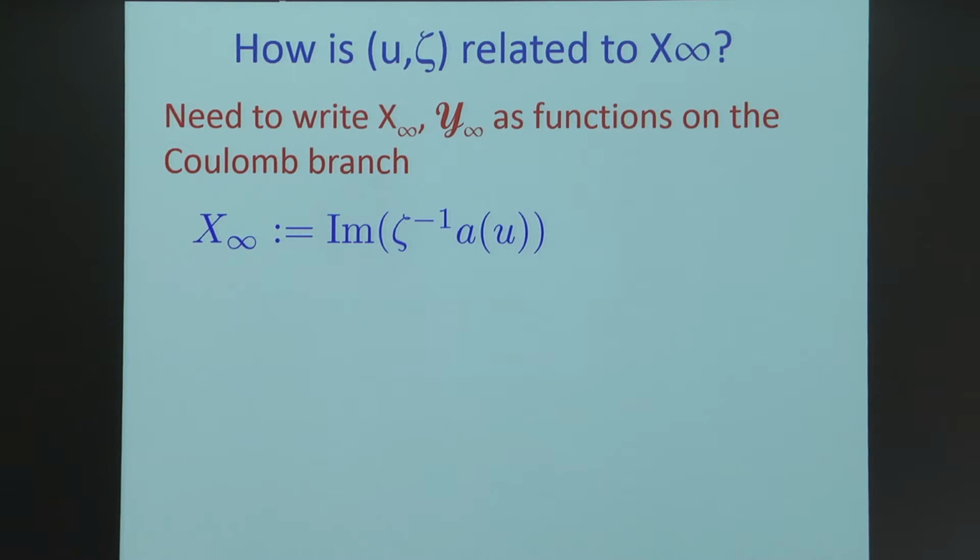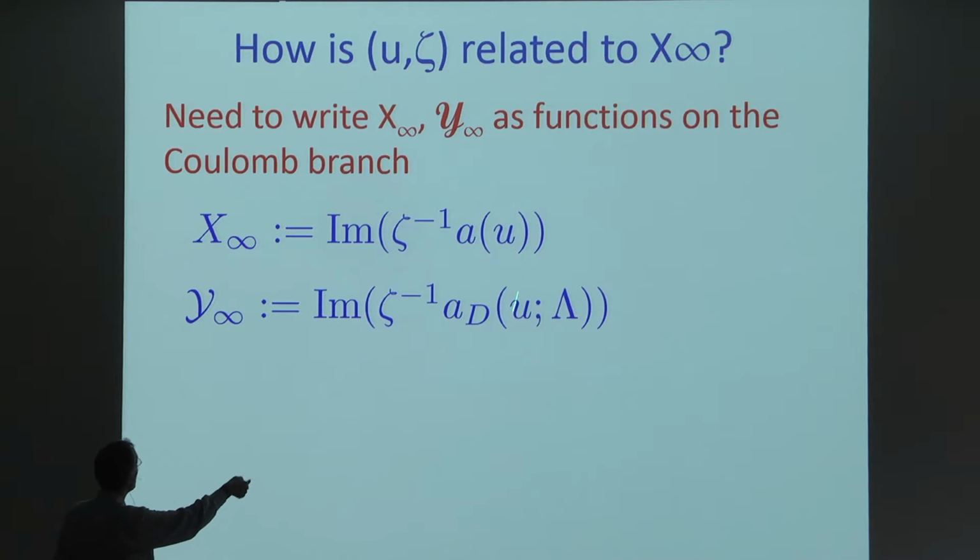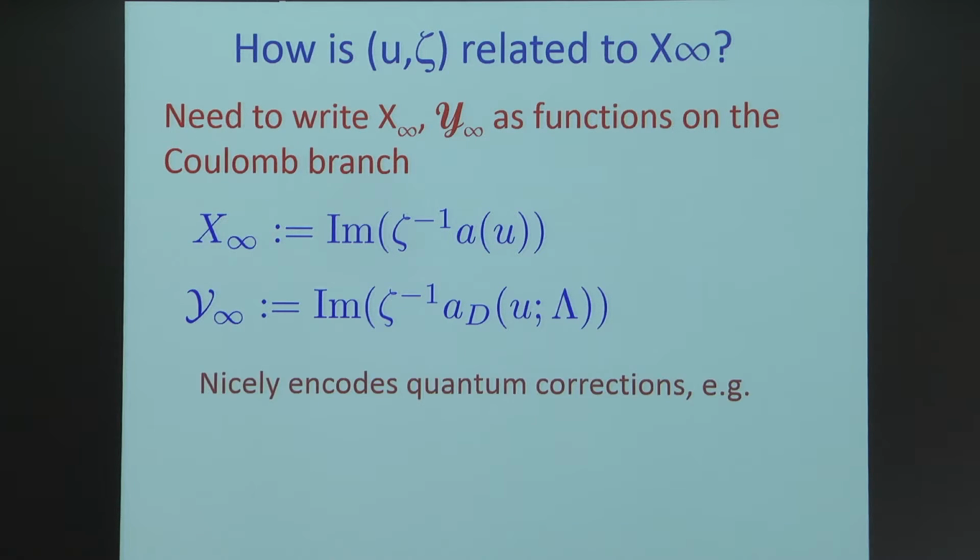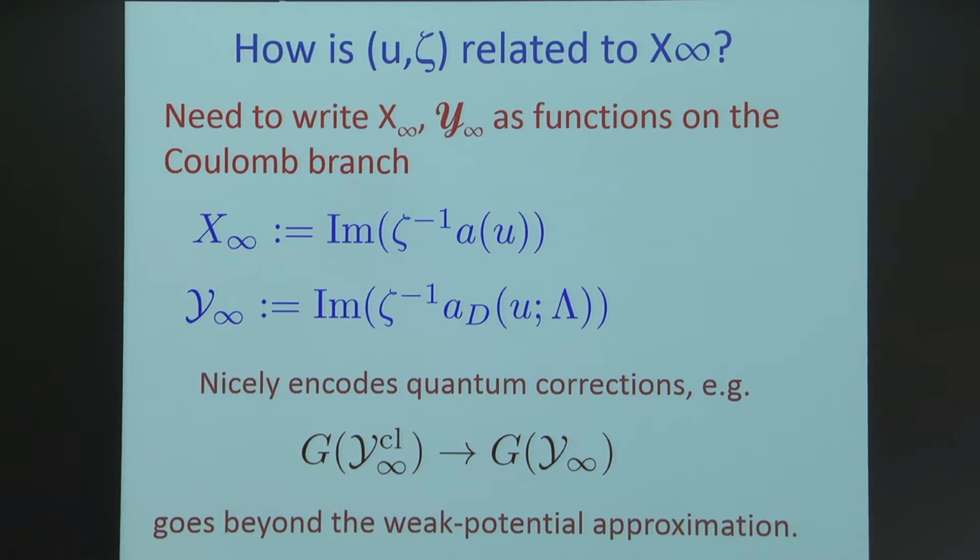And what we found, it's rather technical, but what we found is that this pair of formulas for going from a point U on the Coulomb branch in a phase zeta to Higgs vevs works extremely well. It actually nicely encodes quantum corrections. And indeed, we argue that replacing in the potential G of Y classical by G of Y infinity actually allows you to go beyond the weak potential approximation.